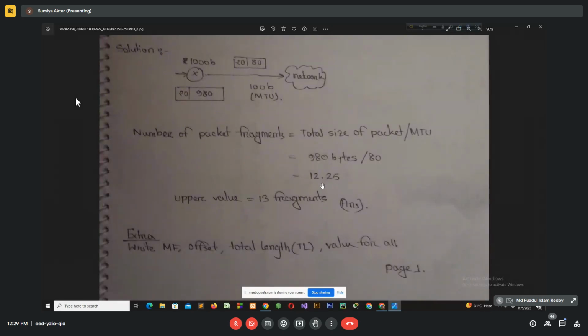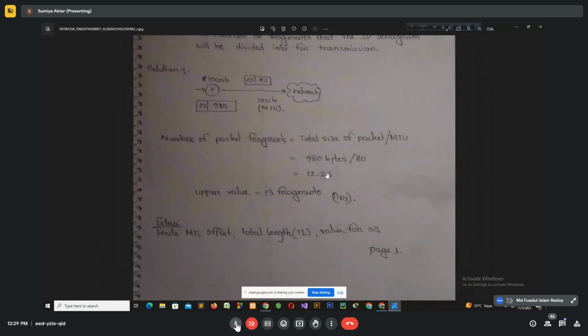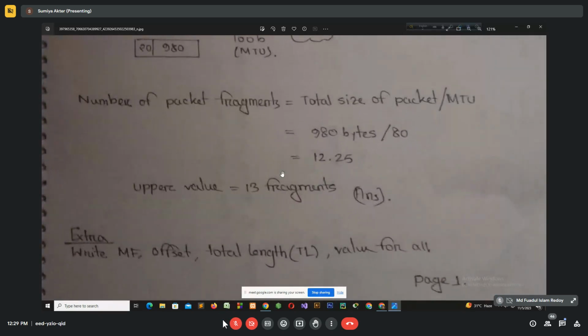12.25. If we get any fraction number, then we will take the upper value. I mean, if we get 12 point something, then we will take 13. If you get a fraction value, you will take the integer value, not the fraction one, plus one with that value. Yes, Apu, we got the idea.